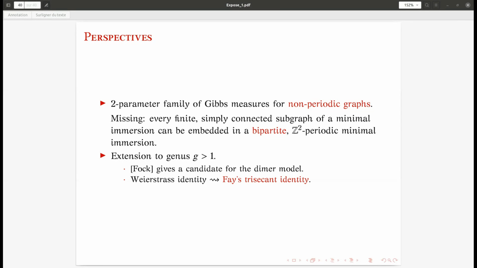Regarding your second question, I have heard a little bit about topological recursion, but I've never heard talks where it is related to spectral curves, so I cannot answer that question. Okay, thank you.